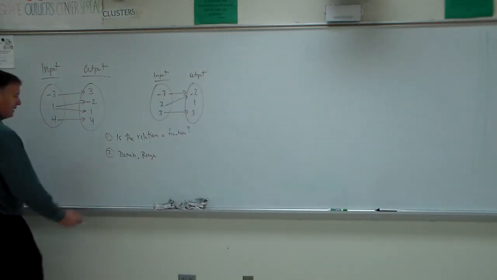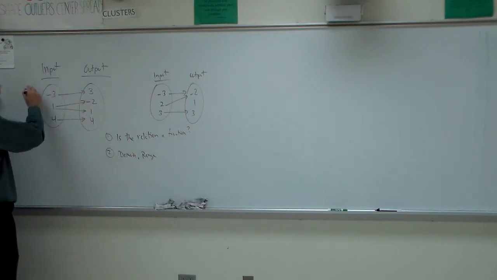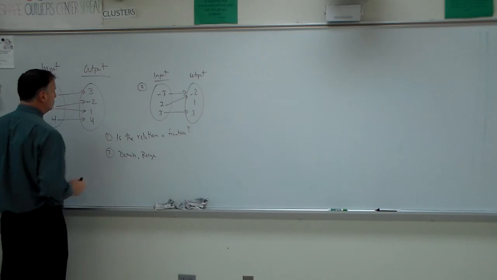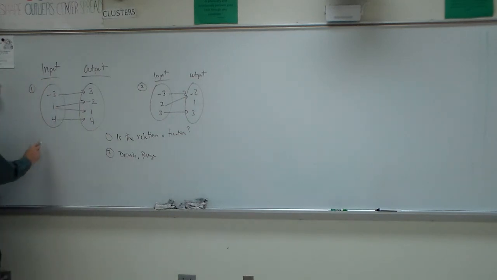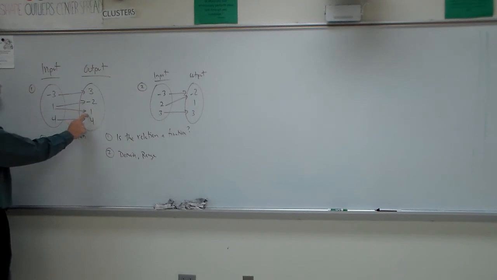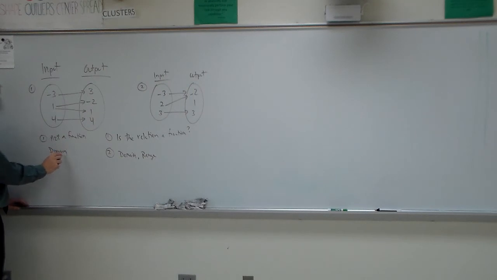All right, so we're back. Is the relation a function? Let's look at this one first. This will be number one, this will be number two. Number one is not a function, and the reason is 1 goes to -2 and 1 goes to 1. That's why it's not a function. Domain: -3, 1, and 4. My range, those are my output values: 3, -2, 1, and 4.